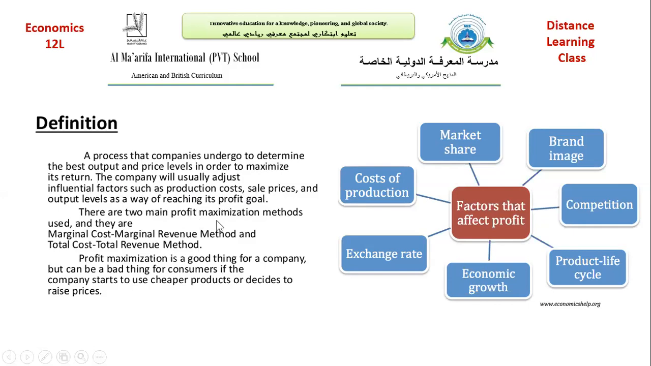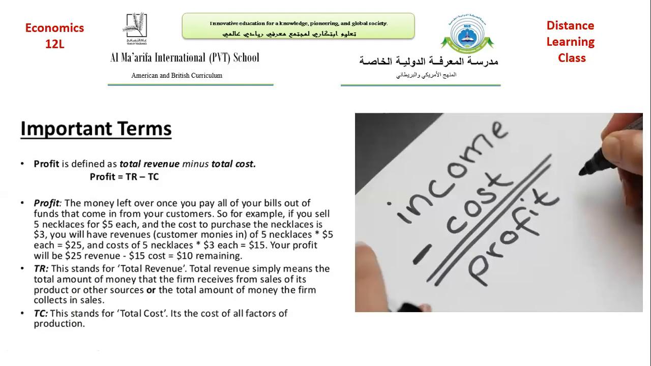There are two main maximization methods that we will use: the marginal cost minus marginal revenue method and the total cost minus total revenue method. Profit maximization is a good thing for a company, but sometimes it can be a bad thing for consumers if the company decides to use cheaper products or decides to raise prices.